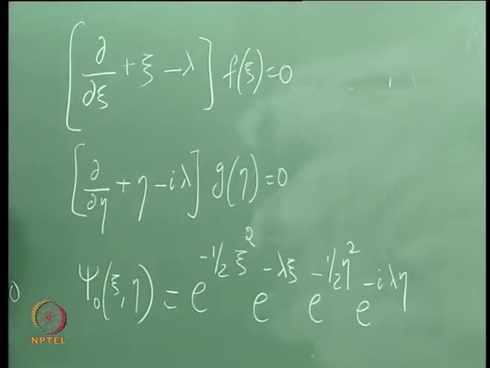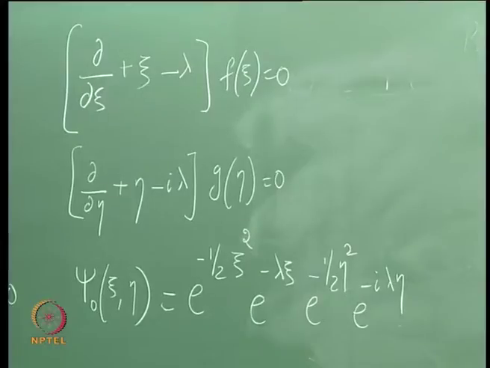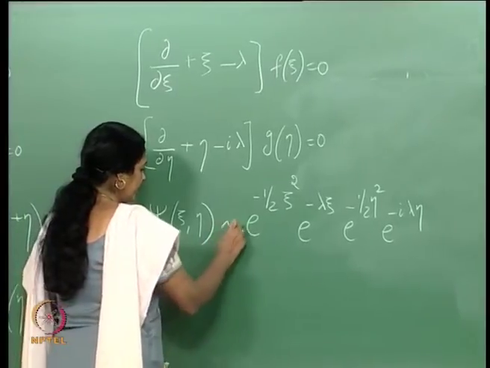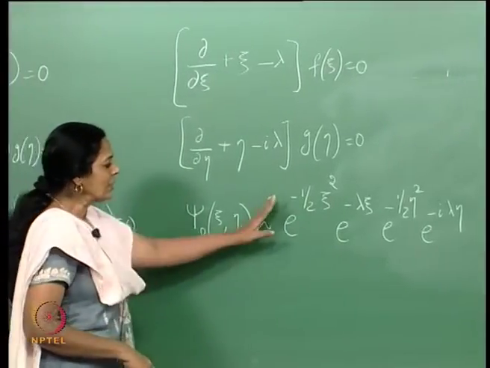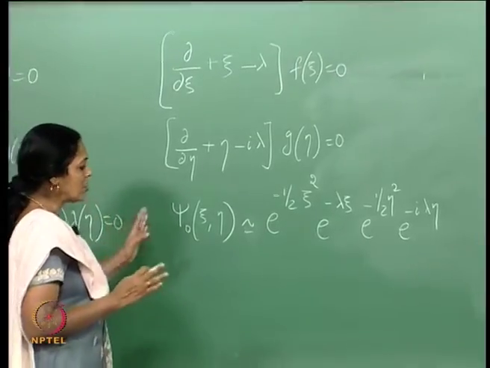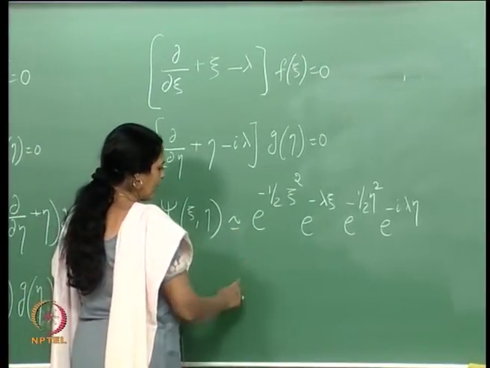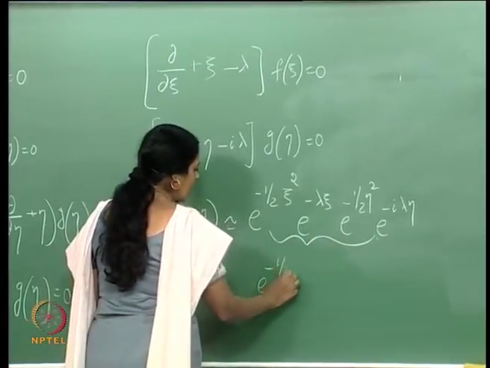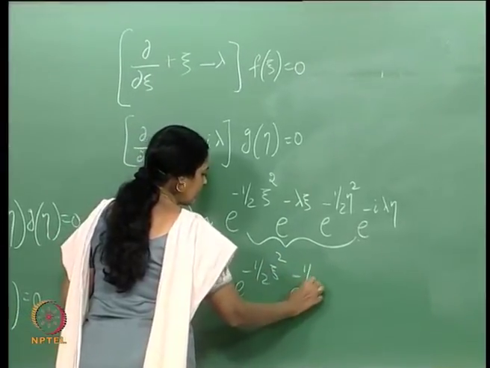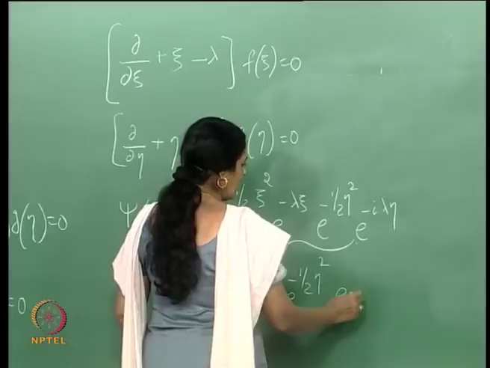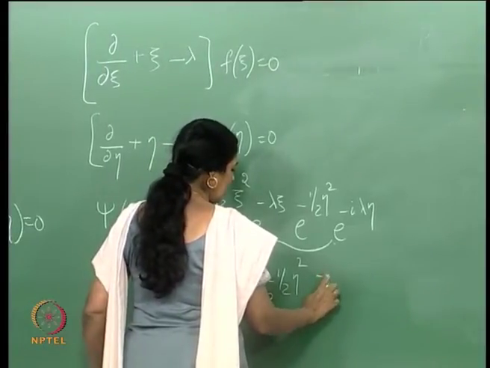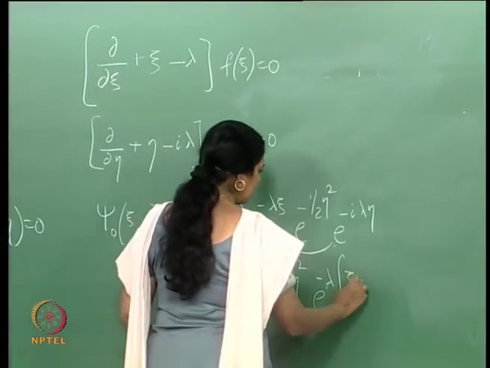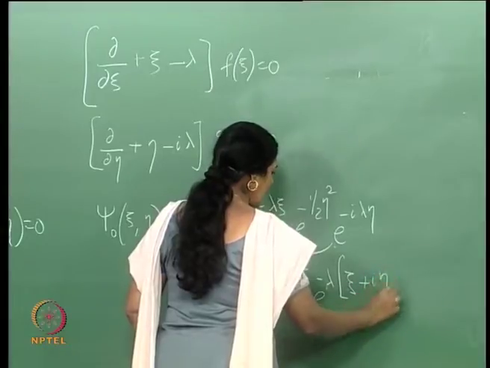Apart from overall constants, normalization, let's not worry about that. Essentially, you have this. So basically, I'm not worrying about overall multiplicative constants and so on, but this is what I have. And this can be written as e to the minus half zeta squared, e to the minus half eta squared, e to the minus lambda (zeta plus i eta).